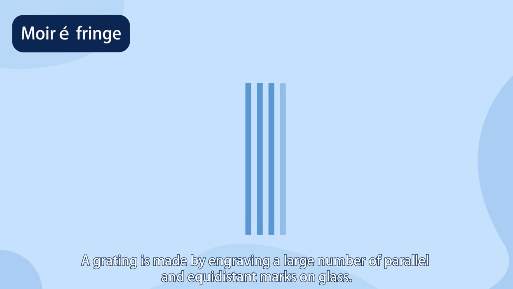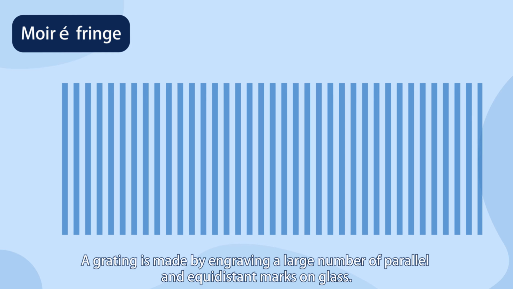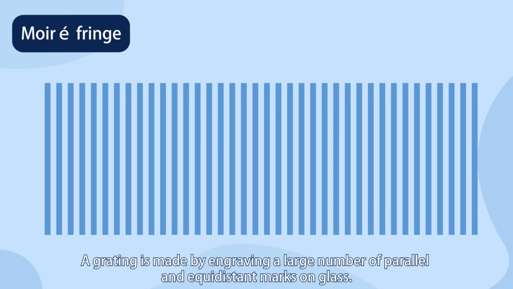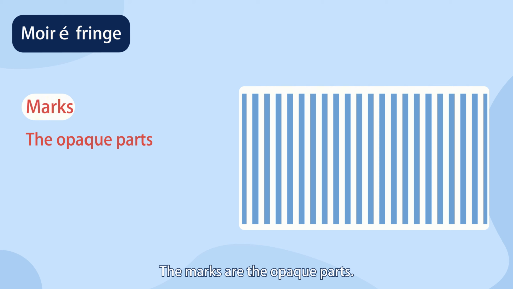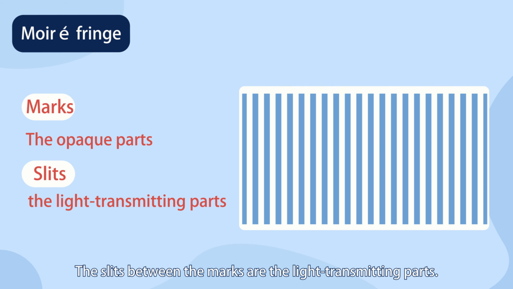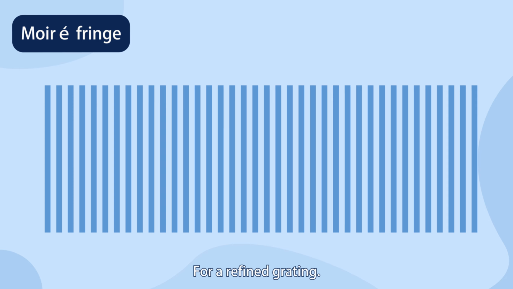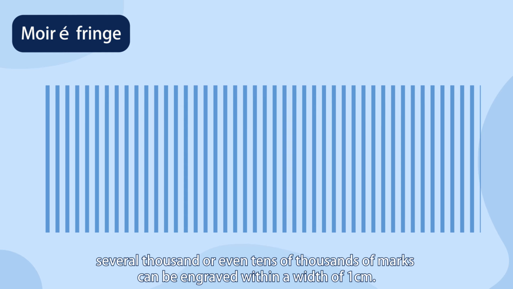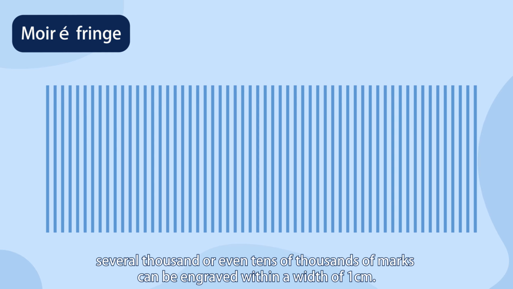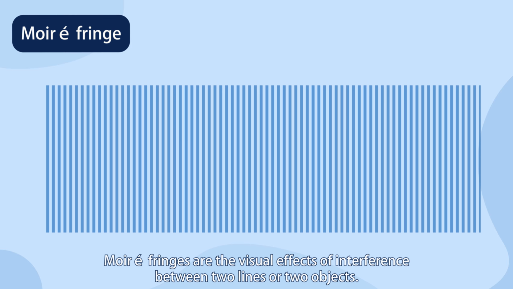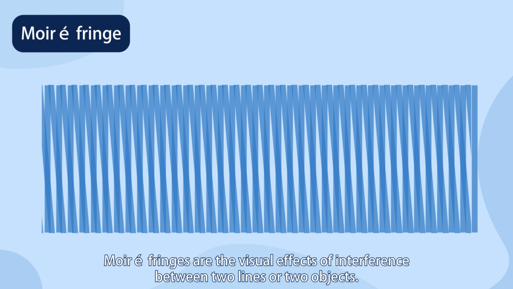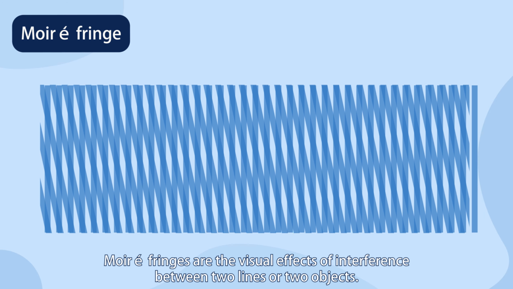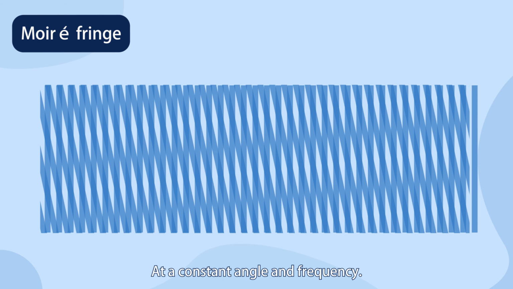A grating is made by engraving a large number of parallel and equidistant marks on glass. The marks are the opaque parts. The slits between the marks are the light-transmitting parts. For a refined grating, several thousand or even tens of thousands of marks can be engraved within a width of 1 centimeter. Moore fringes are the visual effects of interference between two lines or two objects at a constant angle and frequency.